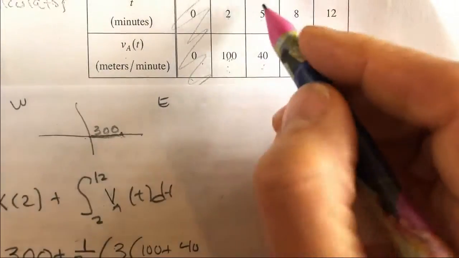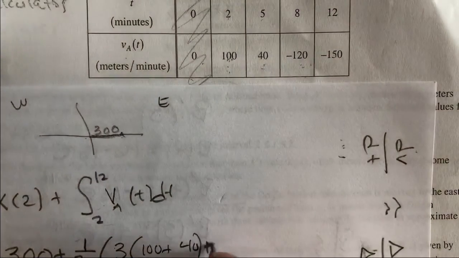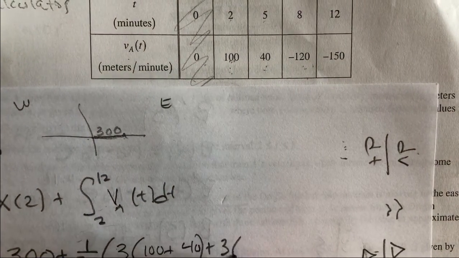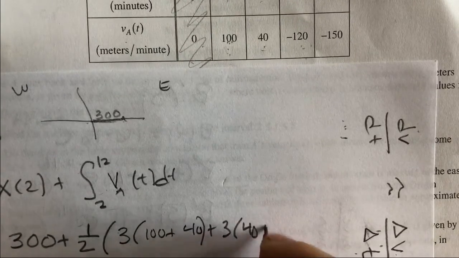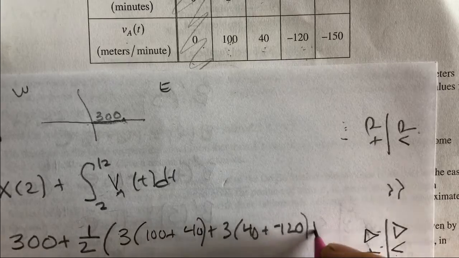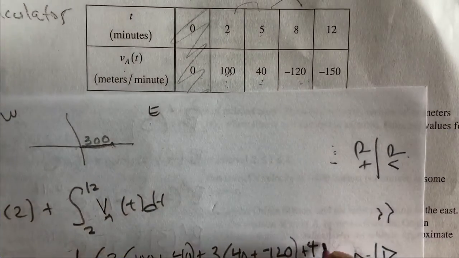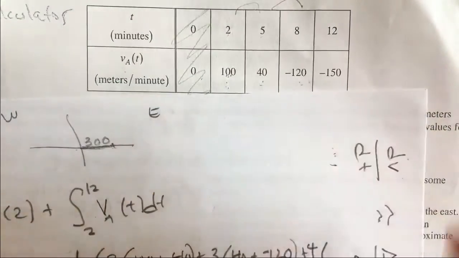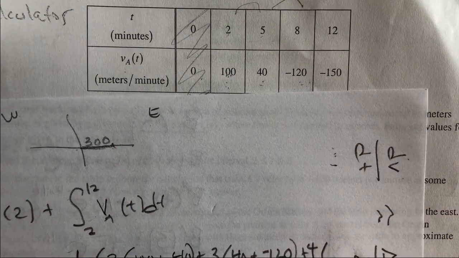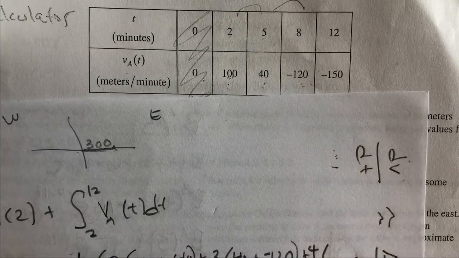Okay, for the next trapezoid, times go from 5 to 8. So that's 3. Sum of the bases is 40 plus negative 120. And then the last one, times go from 8 to 12, so that's 4. And then negative 120 plus negative 150. Sorry, that's kind of messed up.